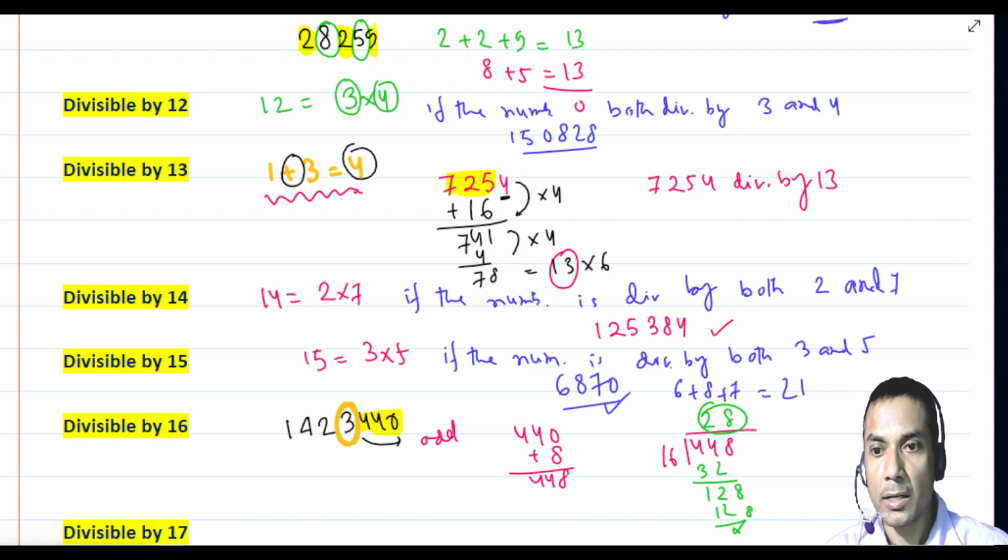So what is the rule? If the thousands digit is odd, you have to add 8 to the last 3-digit number, then you check if it is divisible by 16, then the number is divisible by 16. And another case, if the thousands digit is even, for example 12624, what you have to do is check it. In this number the thousands digit is even.